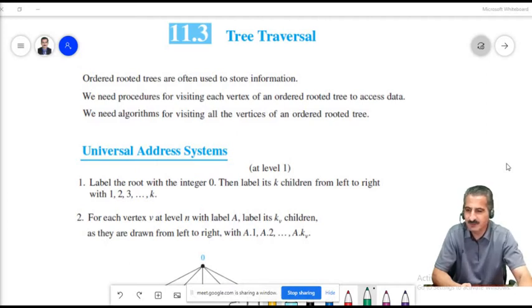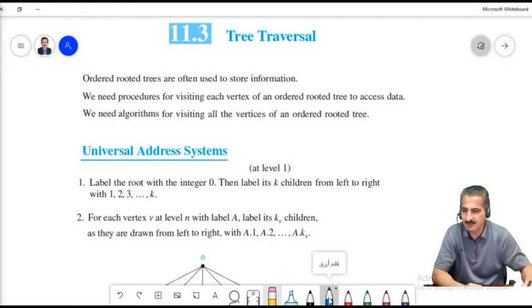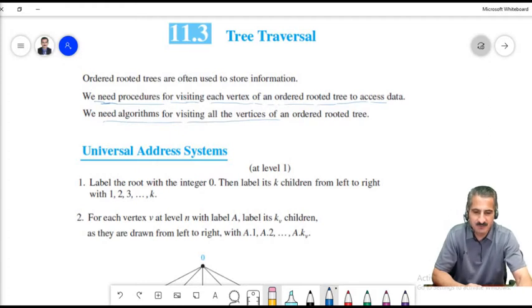Ordered trees are often used to store information. So storing information in the vertices of the tree, once you need to retrieve some kind of information, you may need to apply one of the algorithms that we will use to visit each vertex in this tree. So as it is written here, we need a procedure for visiting each vertex of an ordered rooted tree to access data, and we need an algorithm for visiting all vertices. Okay, so we will see that today.